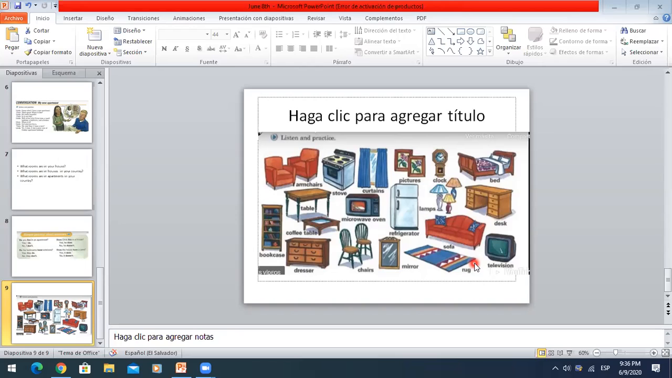Does your stove have an oven? Stove es cocina. Entonces, le está preguntando que si tiene horno en su cocina. Exacto. Si tiene, if it has a built-in. Si tiene un horno integrado, así le dicen, built-in. Si ustedes compran cosas que vienen de Estados Unidos, dicen que tienen built-in, o sea, que viene integrado. All right, good.